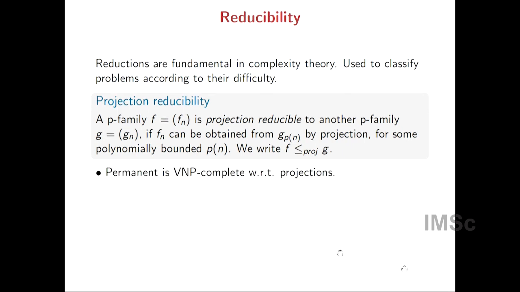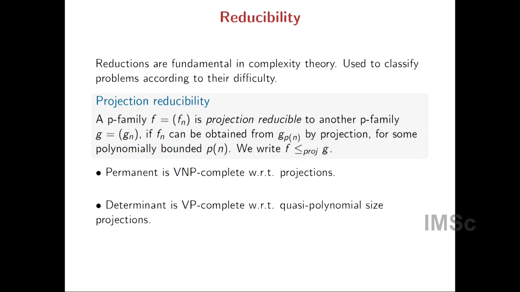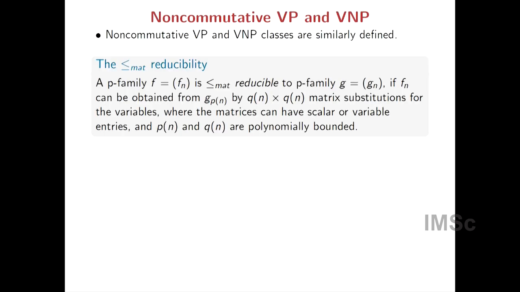And the easiest kind of reductions are projections, which are just mathematical projections. You either replace a variable by a variable already used, or you replace it by a scalar. Okay. And it turns out that the permanent is VNP complete with respect to projections. Determinant is VP complete with respect to quasi-polynomial size projections. But in the non-commutative world, things get different and interesting. And I think I'll be able to tell you only one very, very quick thing.